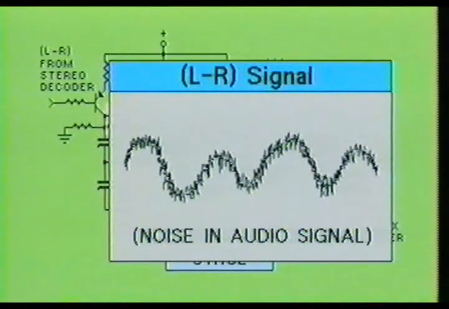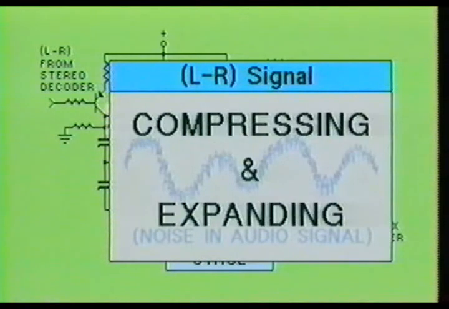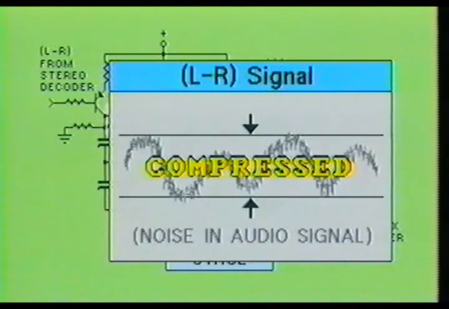Noise reduction is used because the L-R signal contains more noise, having been transmitted on the higher frequency spectrum of the audio baseband, even after the 75 microsecond de-emphasis. To reduce this noise even further, a method of companding is used. Companding is actually made up of 2 words, compressing and expanding.